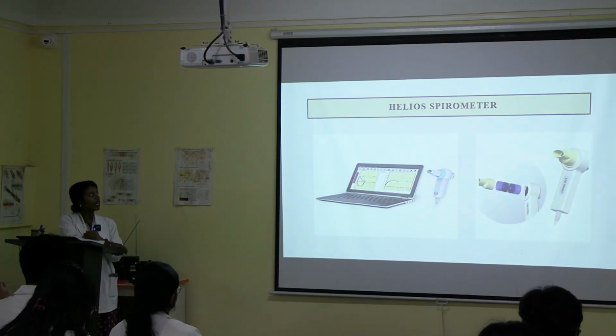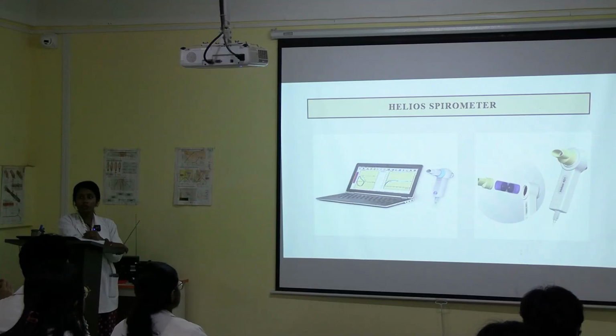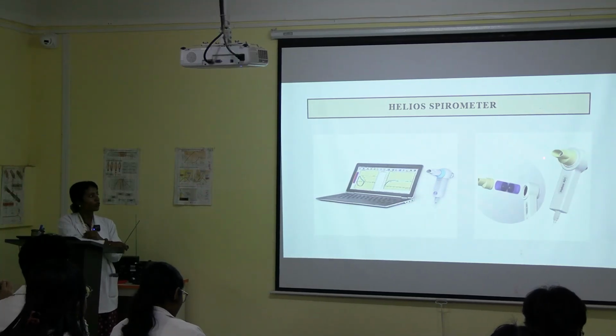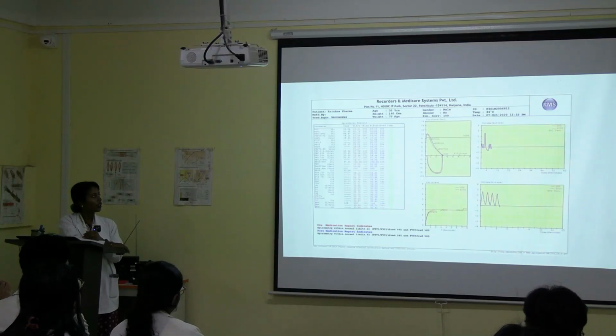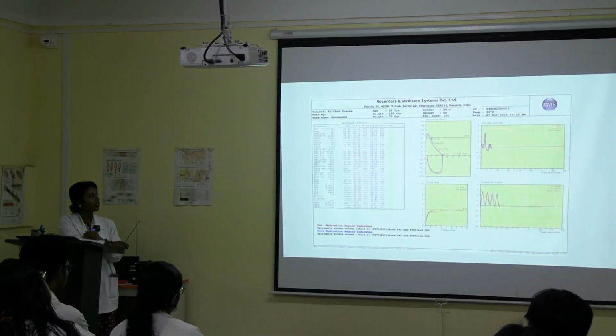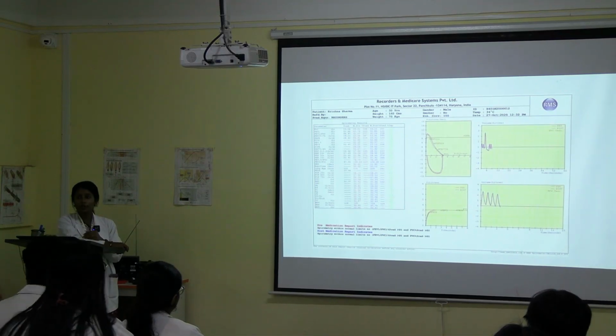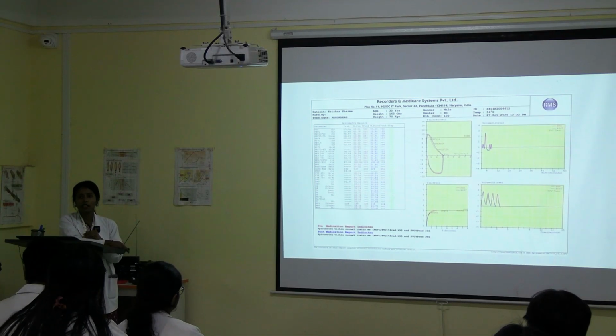So this is the Helios spirometer. This is the practical you will be doing today. You have to blow air. This is the mouthpiece. Then it will be connected to a computer. So when you blow, it will be recorded in the computer. So this is the test result. You will be obtaining a graph like this. You have to know how to interpret it. This will be done in your practical class.